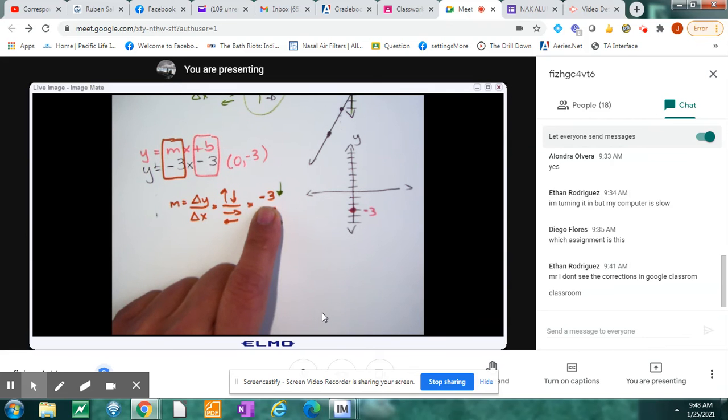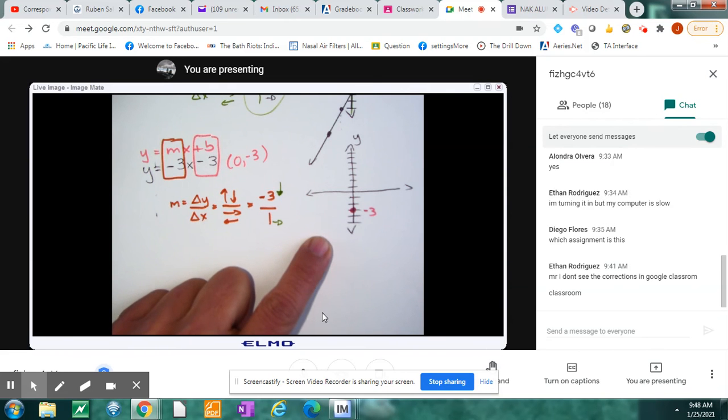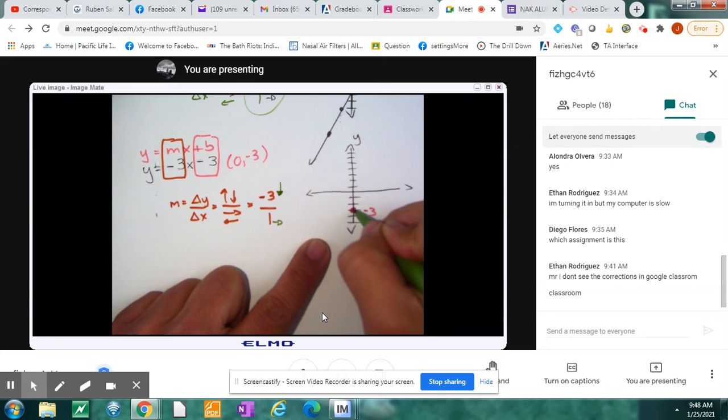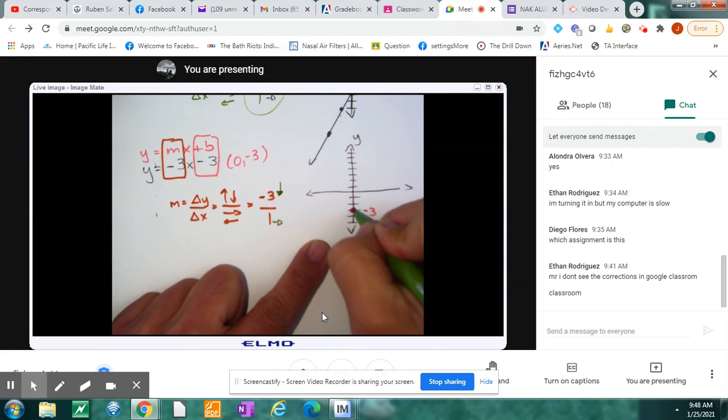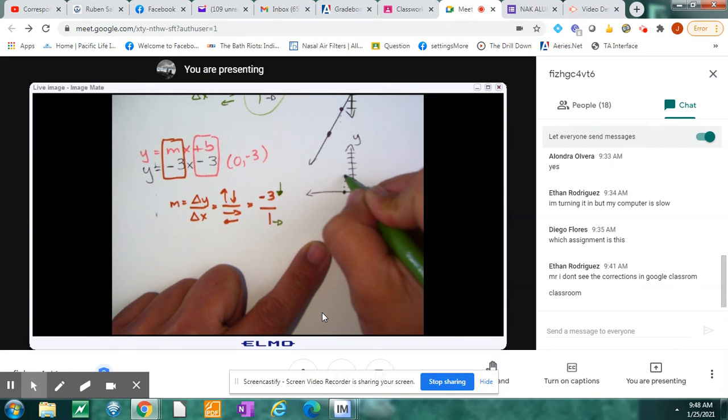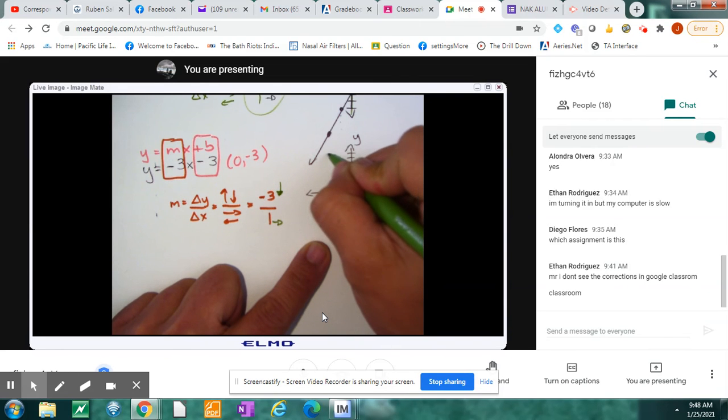3 to the 1, all right? Here we go. 1, 2, 3, and then to the right. There's no more room, so let's go the other way. Now we're going to go 3 up, but 1 to the left. To the left, okay? Here we go. 1, 2, 3, and then to the left.